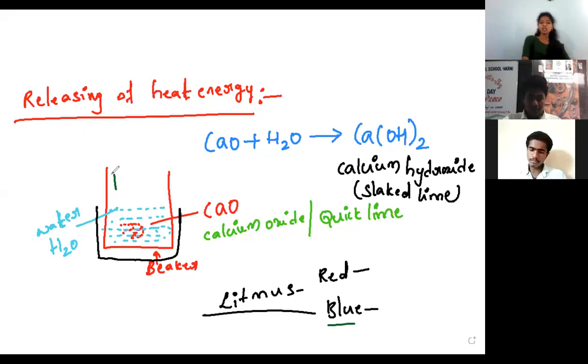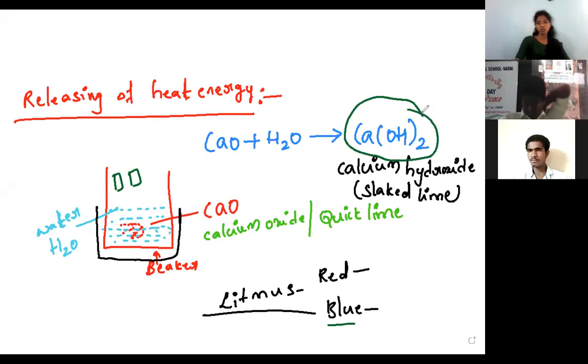We don't know the nature of the solution, so we have to take both the red color litmus paper and blue color litmus paper into this solution. When we take red color litmus paper into this solution, it turns blue. So that indicates what? The given solution is base. And the blue color litmus paper remains blue only. So this solution is base. That means calcium hydroxide is one of the bases.